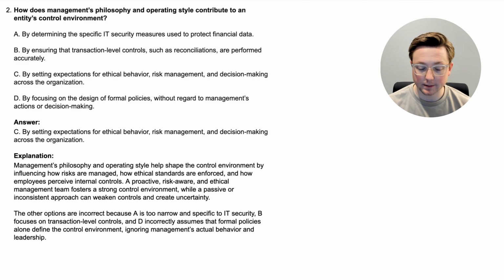controls and create uncertainty. The other options are incorrect because A is too narrow and specific to IT security, B focuses on transaction-level controls, and D incorrectly assumes that formal policies alone define the control environment, ignoring management's actual behavior and leadership. Now, the idea of this question is to reinforce the idea that a lot of this has to do with management's behavior and their actions and how they are implementing the controls. If management's philosophy isn't aligned with good internal controls, and if they're not living it, if they aren't living ethically, then that creates a bad control environment. A lot of this comes back to, again, the tone at the top. Now we learned a little bit more there. Let's go to the next question.